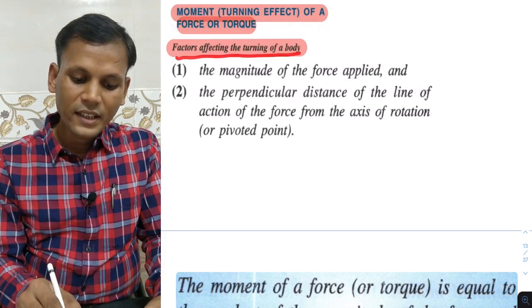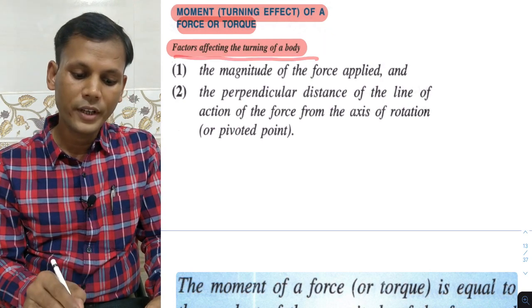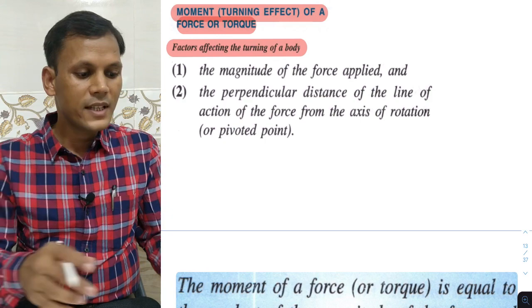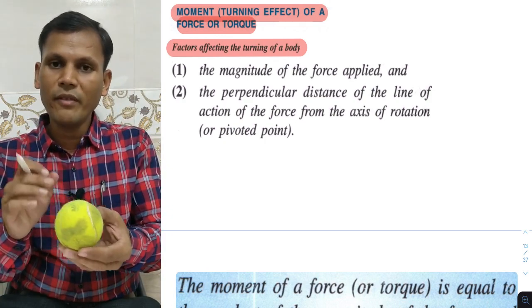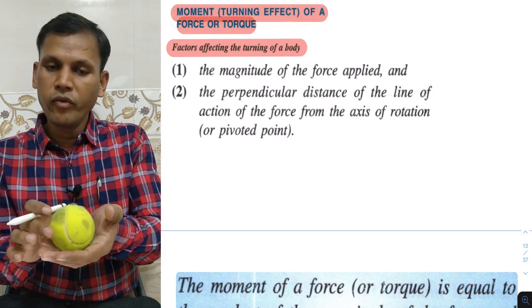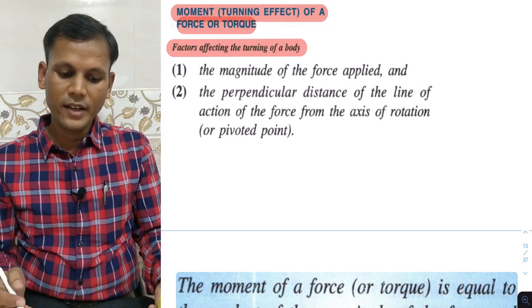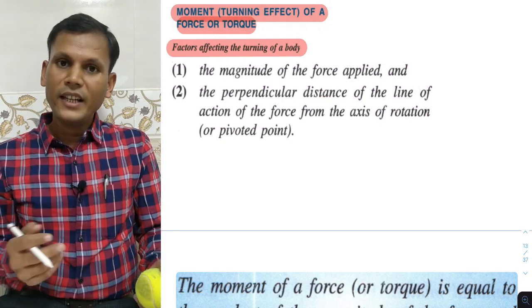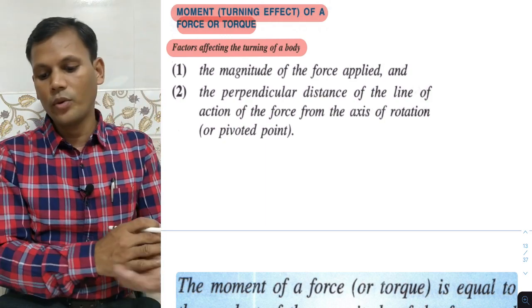Factors affecting the turning of a body. If this body is rotating, what are the possible factors? It can rotate faster as we apply more force on it, so more rotation will be there. And the second thing is the perpendicular distance from the axis of rotation.